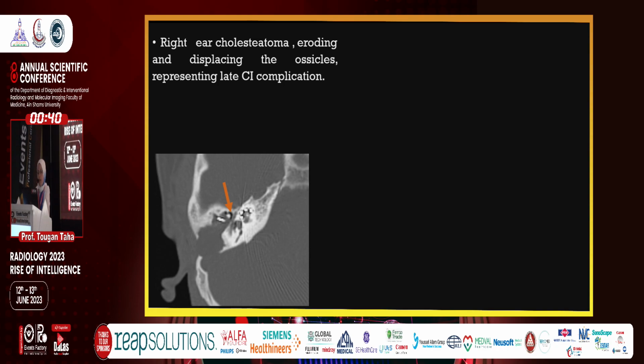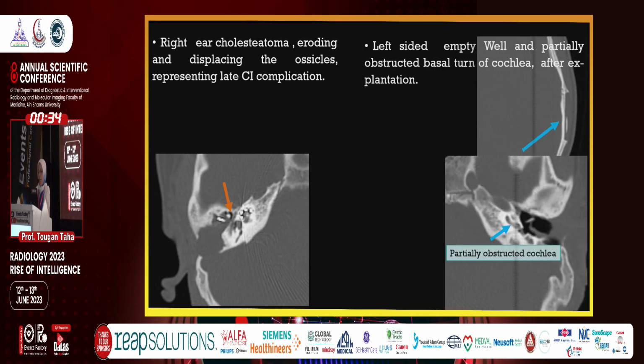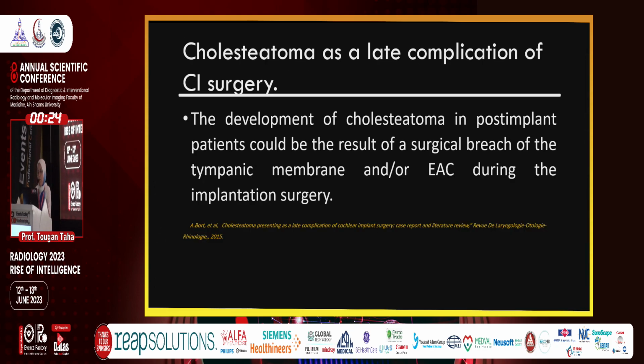Right ear cholesteatoma eroding and displacing the ossicles, representing late cochlear implant complication, and here is the left-sided empty well and partially obstructed basal turn of the cochlea after explantation. The development of cholesteatoma in post-implant patient could be the result of a surgical breach of the tympanic membrane and or external auditory canal during the implantation surgery.